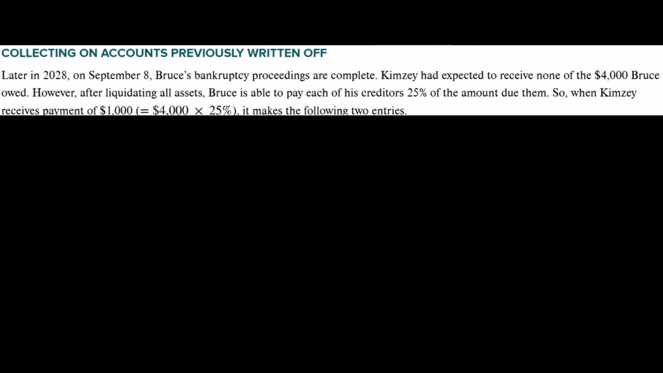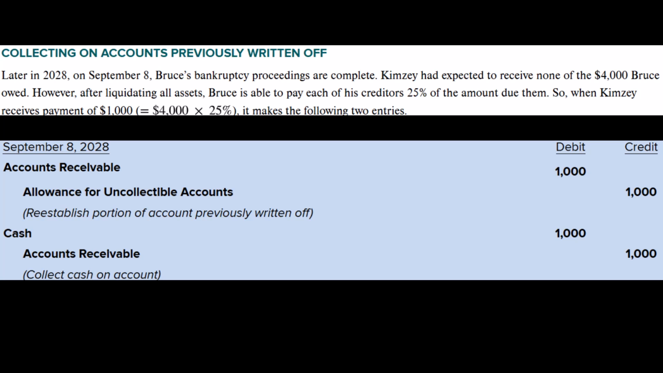What if Bruce Easley later manages to pay some of his debt? Let's say Kimsey receives $1,000. We handle this with 2 entries. First, we reverse part of the write-off to put the receivable back on the books. We debit accounts receivable for $1,000 and credit allowance for uncollectible accounts for $1,000. Second, we record the cash collection as usual. Debit cash for $1,000 and credit accounts receivable for $1,000.